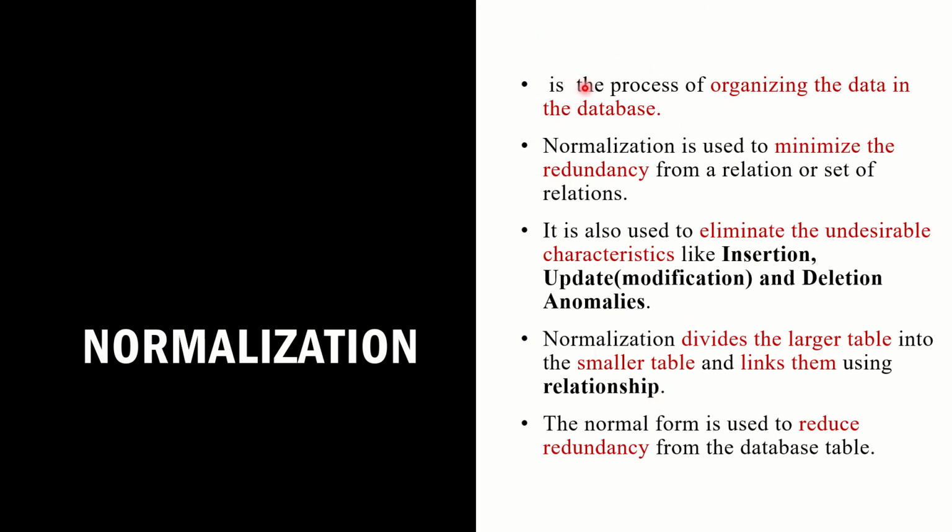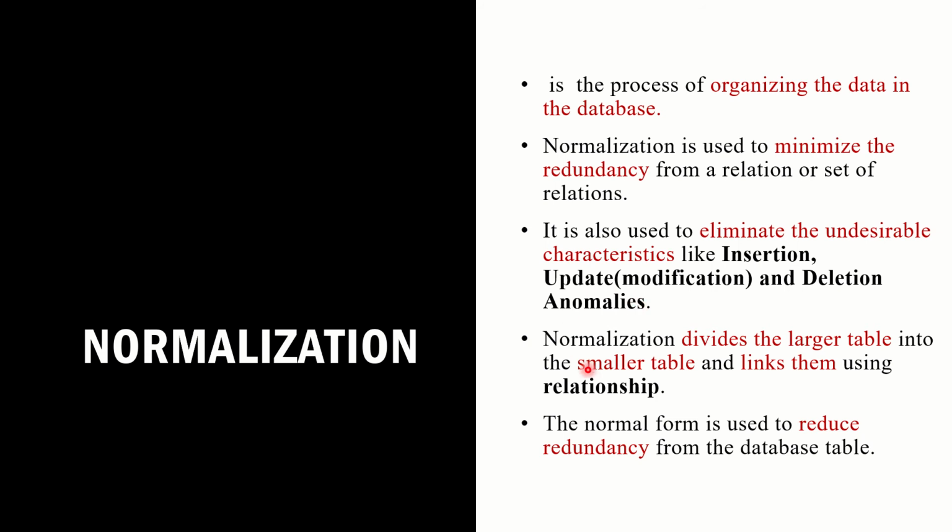So, in the first point, we explain what is the normalization. Normalization is the process of organizing the data in a database. And what are the purposes of normalization? The first goal of normalization is to minimize the redundancy of data in a relation. The second purpose is to eliminate the anomalies like insertion anomaly, deletion anomaly, and updation or modification anomalies.